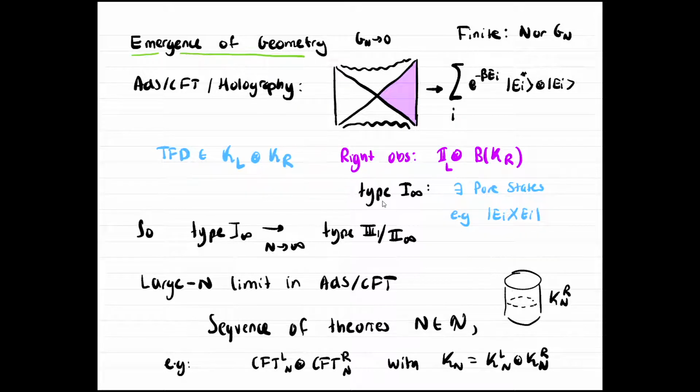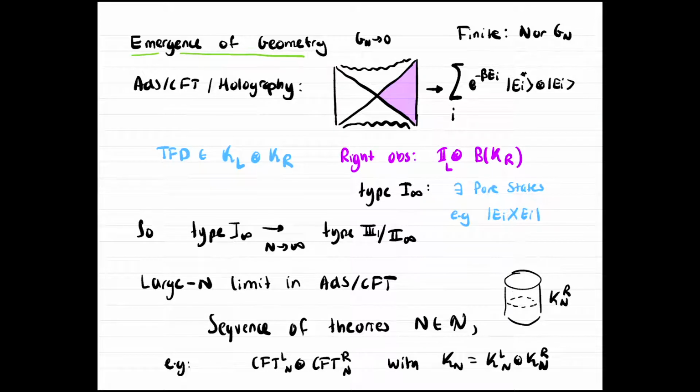And that just means, I again have to tell you the entanglement structure, it means there exist pure states. Right? So in this case, there's just projectors like this, and they're pure states on the right. Okay, so that means that we have to have some transmutation of the algebra. So as N goes to infinity, we go from type 1 to type 3 or type 2. And so, this is some property of the large N limit in AdS/CFT. So let's talk about that more carefully.